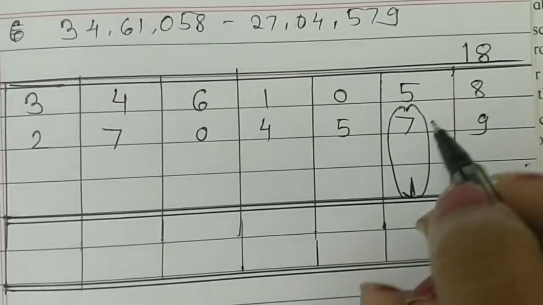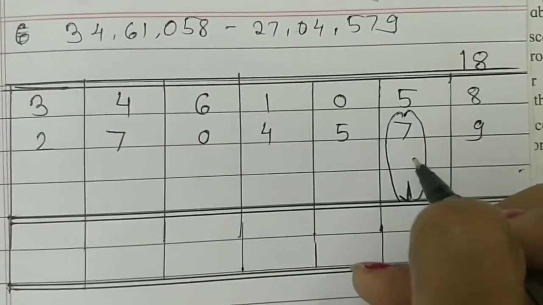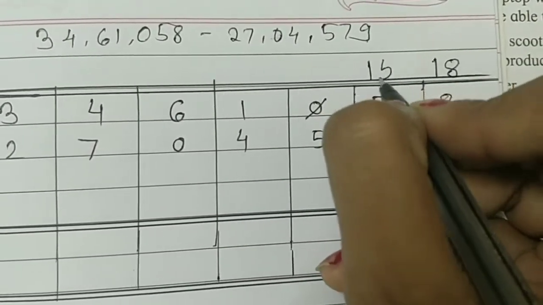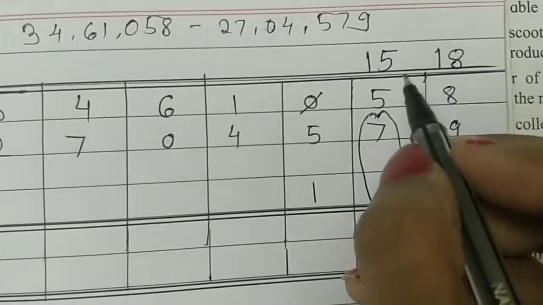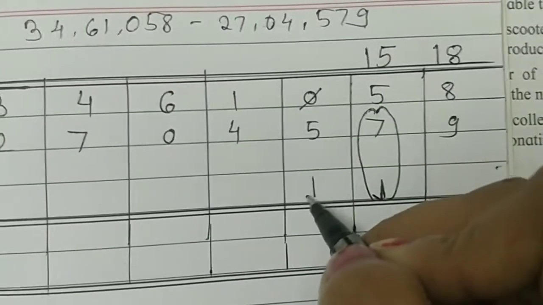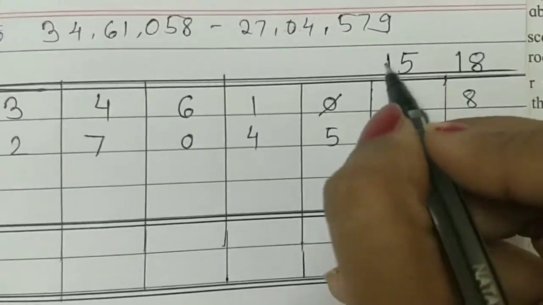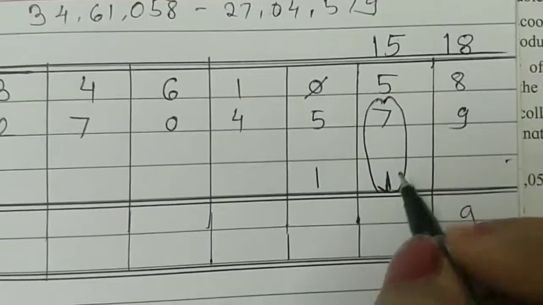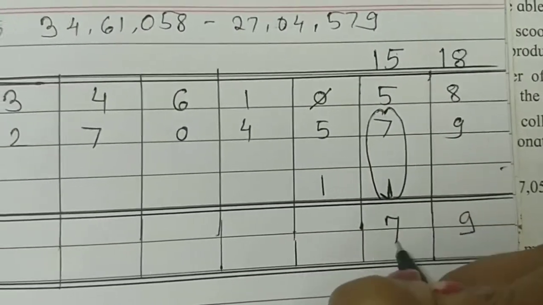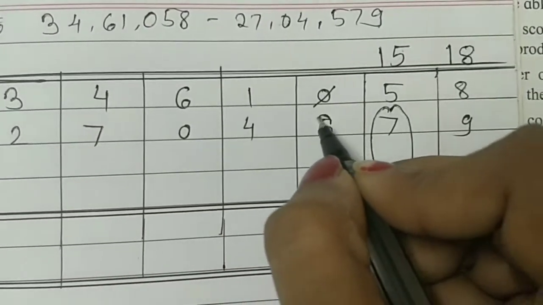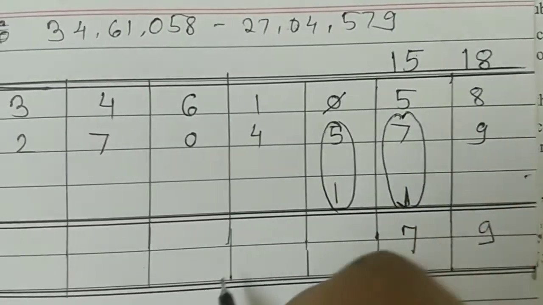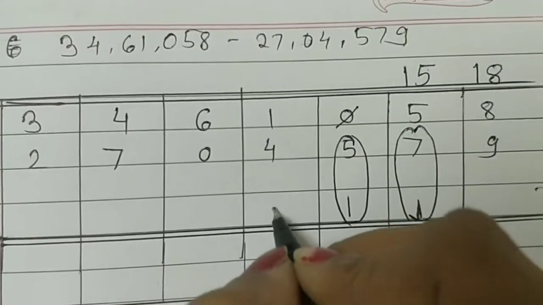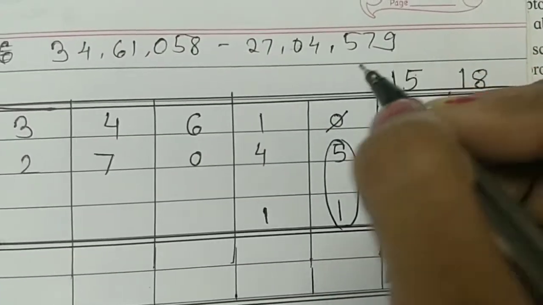This becomes 8 now. Now is 5 minus 8 possible? No. So again we are going to borrow and return. You will be writing this at the same time so that you won't make any mistake. You borrow at the same time, you return at the same time. So this 15 minus 8 will give you 7. Now this has become 6. So 0 minus 6 is not possible, so again we will borrow 1.